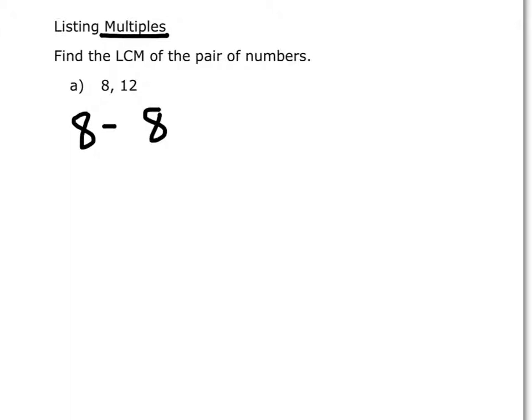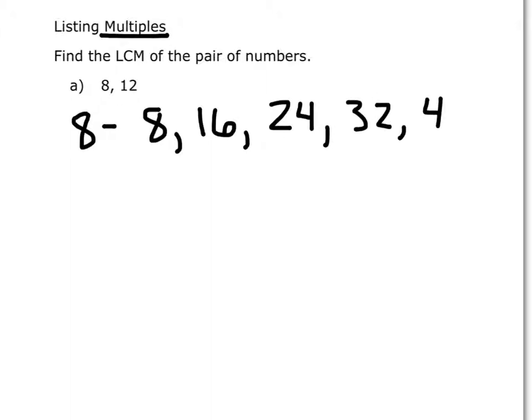8 times 1 is 8. 8 times 2 is 16. 8 times 3 is 24. 8 times 4 is 32. 8 times 5 is 40. Okay, I could keep going if I need to. I'm just going to do 5. I may have to continue this list. So those are the multiples of 8. I'm just counting up by 8.